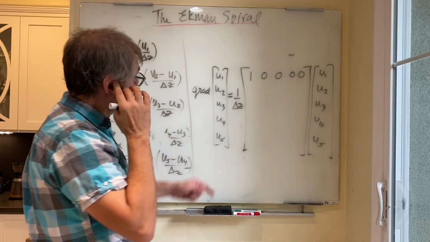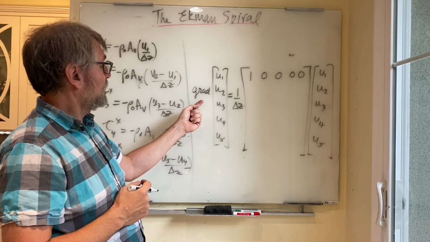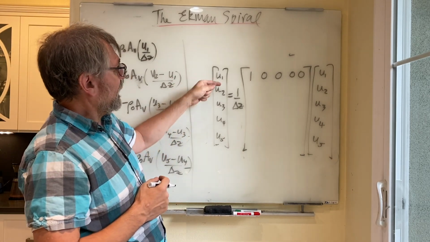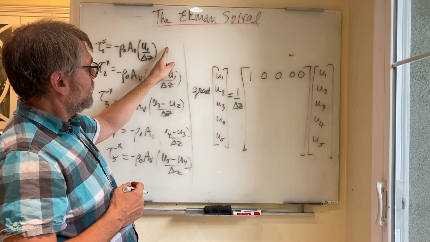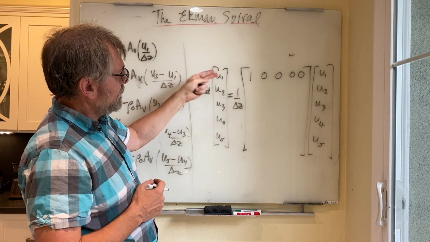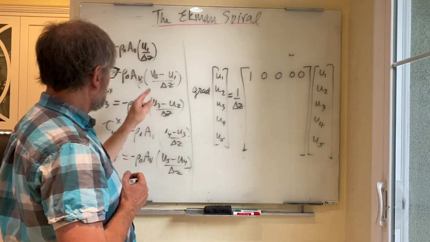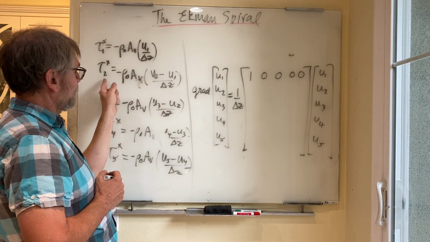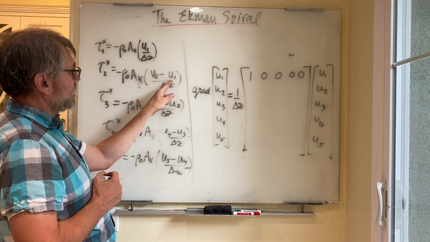So built into this first row of this gradient operator is the fact that the velocity goes to 0 at layer 0. So there should be a minus u0 over here, but I don't store the u0. It's implicitly built in here that it is 0. And now to get the gradient at the tau 2 point, stress points, I have u2 minus u1.